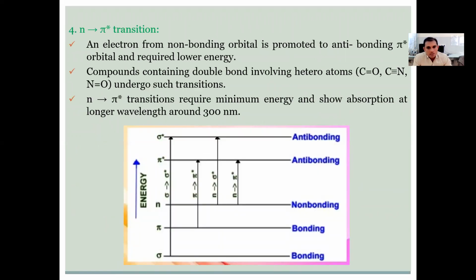Next one, n to pi antibonding transitions. An electron from the non-bonding orbital is promoted to antibonding pi orbital and requires lower energy. Comparatively, it is less as compared to sigma to sigma antibonding, and n to pi antibonding transition requires minimum energy and so absorption at longer wavelength, around 300 nm.